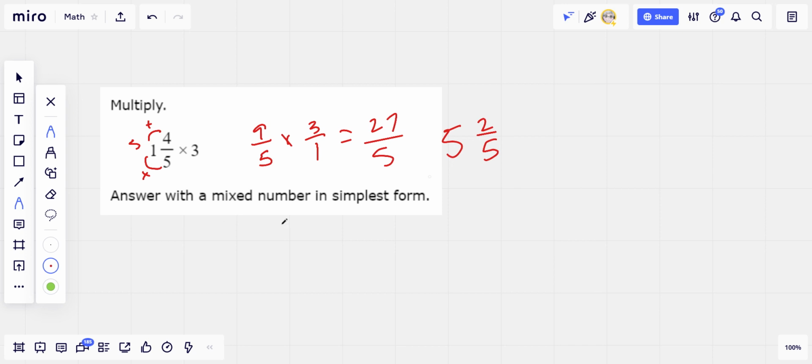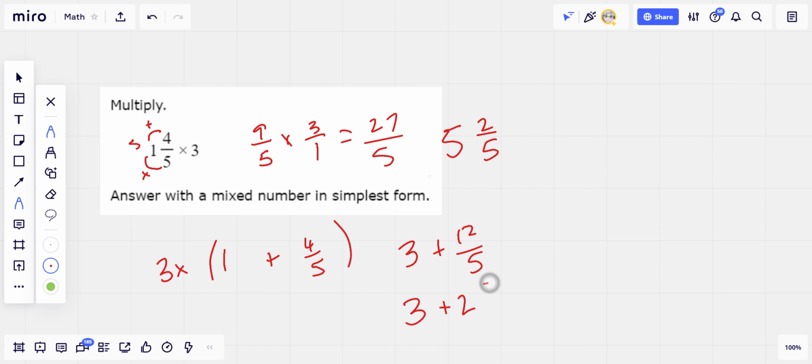Now let's try this with my other, what might be a shortcut method. We would think of this as 1 plus 4/5 and multiply both those things times 3. So 3 times 1 is 3, and 3 times 4/5, 3 over 1 times 4 over 5, that'd be a 12 on top and a 5 on the bottom. And how do we convert 12 over 5 to a mixed number? Well, how many 5's in 12? There's 2. 2 times 5 is 10 with 2 left over, so plus 2 and 2/5. So that would equal 5 and 2/5.